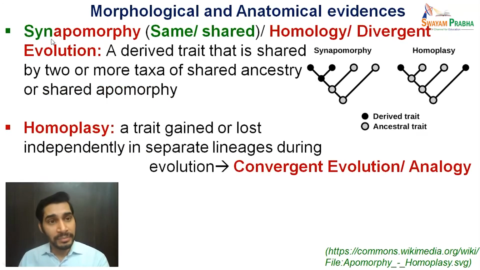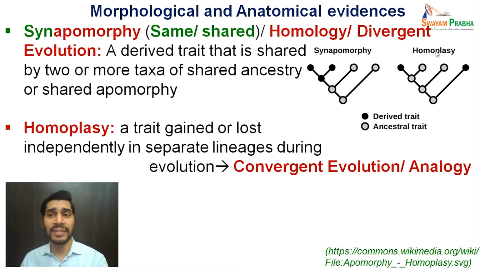Yet another term is synapomorphy, which is nothing but a shared apomorphy. So, unlike apomorphy, here this common ancestor also has these derived characters. A derived trait that is shared by 2 or more taxa of shared ancestry is called synapomorphy.